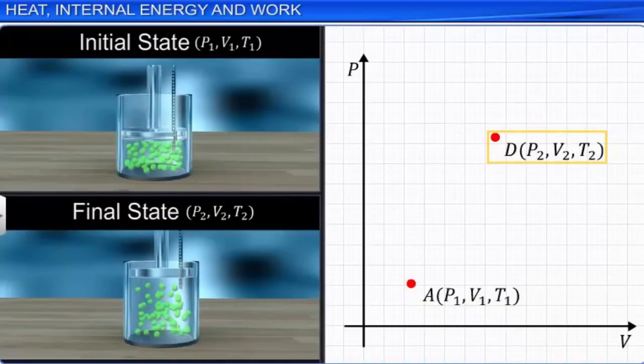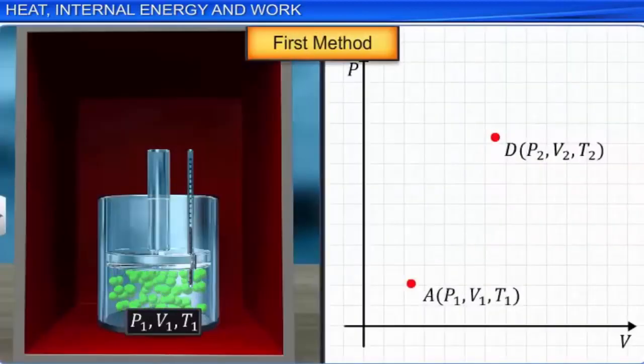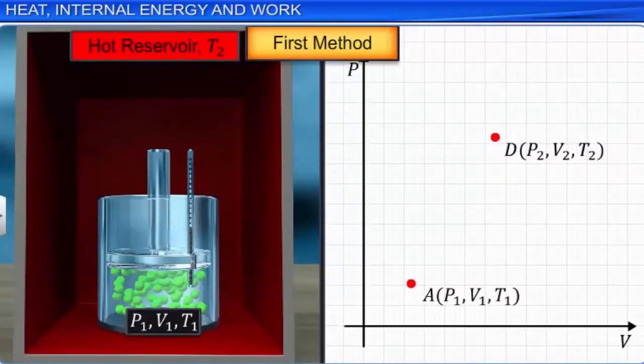In the first method, place the container of gas on a hot reservoir maintained at a constant temperature T2 and allow the gas to expand at constant pressure.